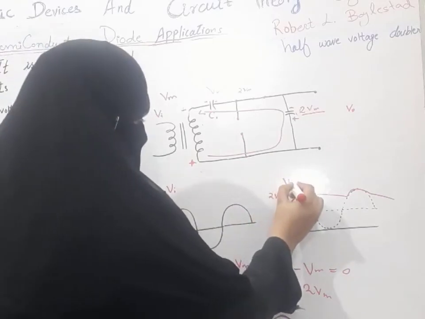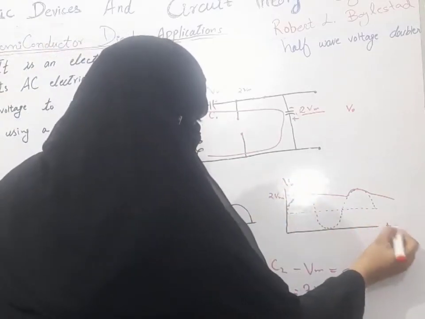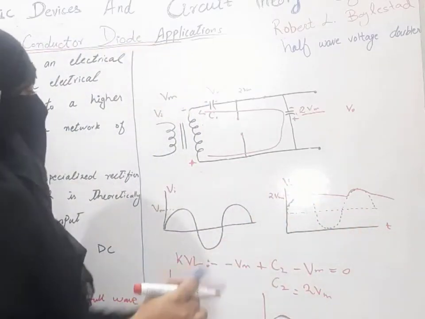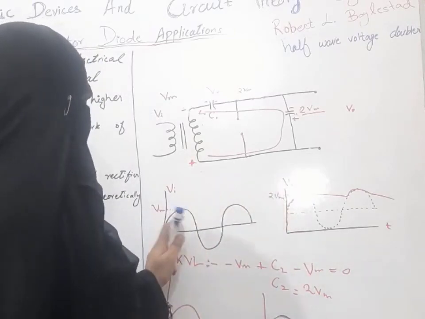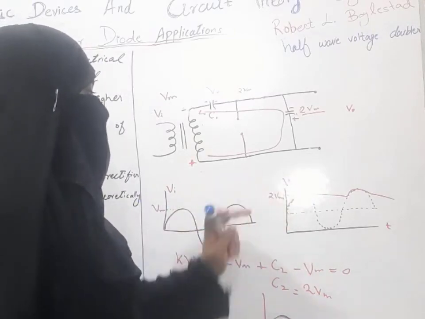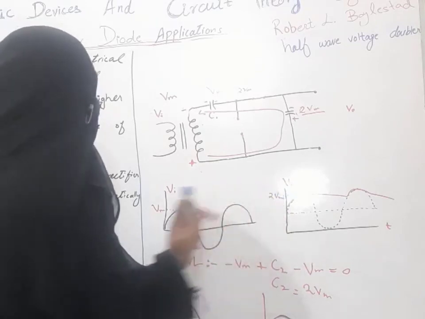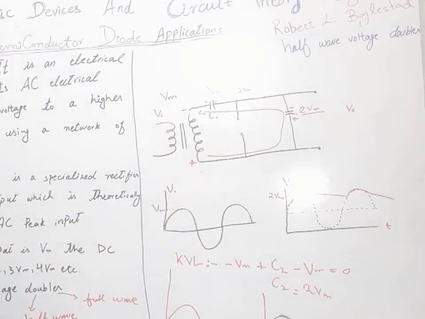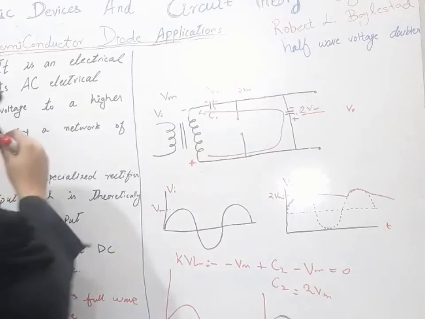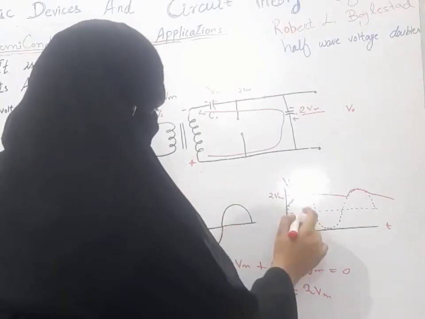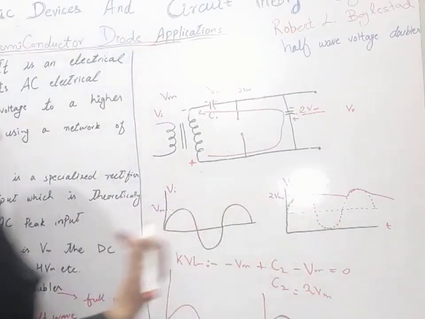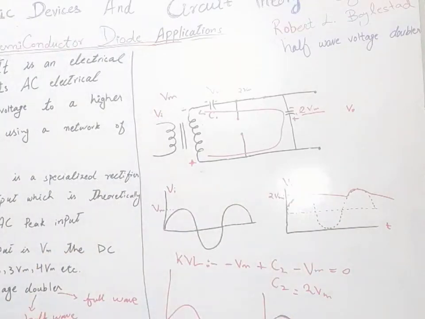This is the peak input value and this is the peak output value. Our peak input value is Vm and our peak output value is 2 Vm. So it is the integer multiplier, an integer times the AC peak input. So this is our circuit. Now we will discuss the full wave voltage doubler.